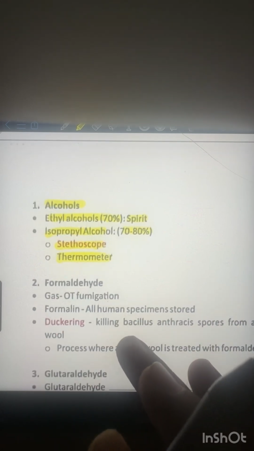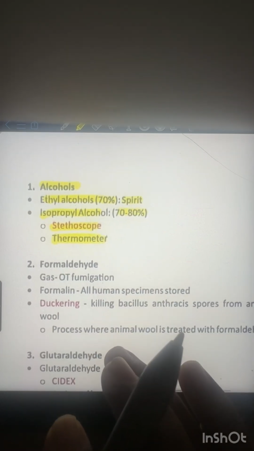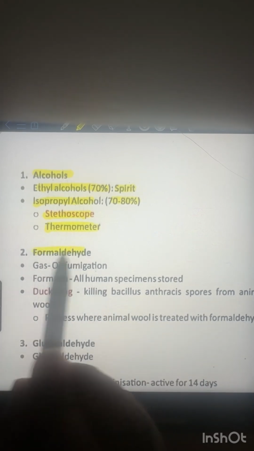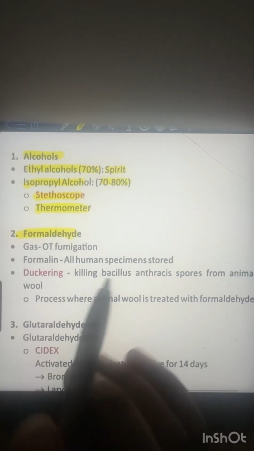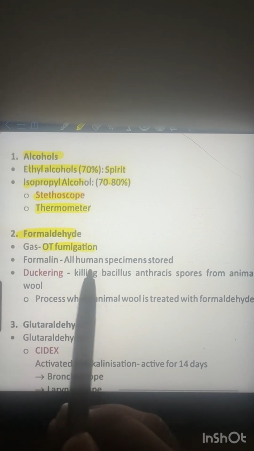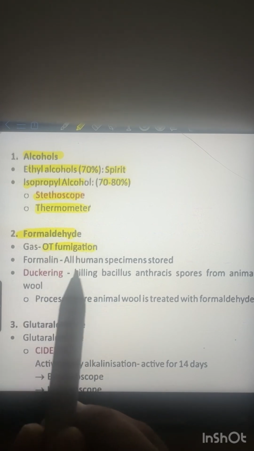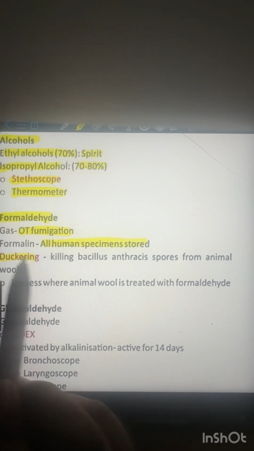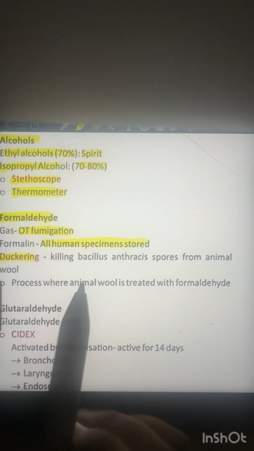These were your alcohols. Now let's come to the aldehydes. You can see two aldehydes in front of you, formaldehyde and glutaraldehyde. Formaldehyde, I think everyone knows, if you remember from pathology, formalin is for all the specimens, isn't it? Formalin is going to be for all the pathology related specimens. Formalin is a liquid solution. However, if you're using formaldehyde as a gas, you will use it for OT fumigation, OT sterilization.